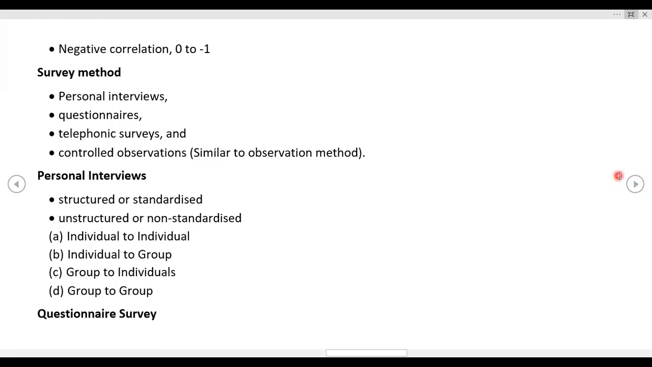And then next to it is the survey method. In the survey method, there are 4 techniques involved, that is personal interviews, which is like face-to-face interaction, and questionnaires.